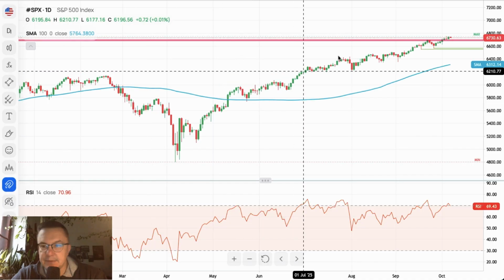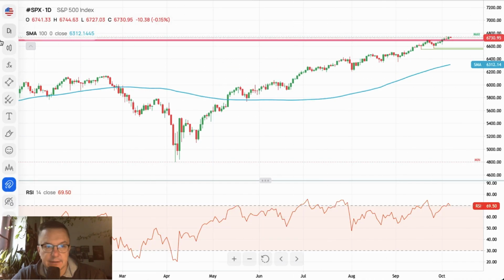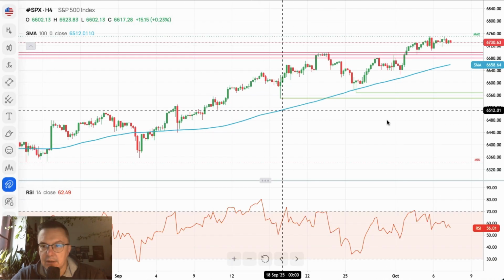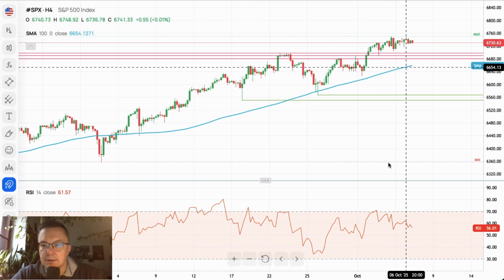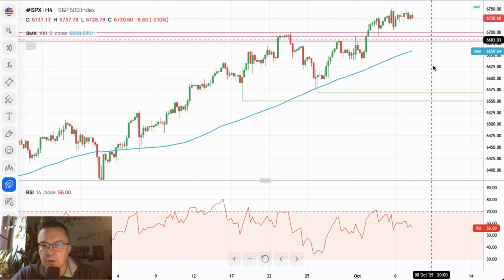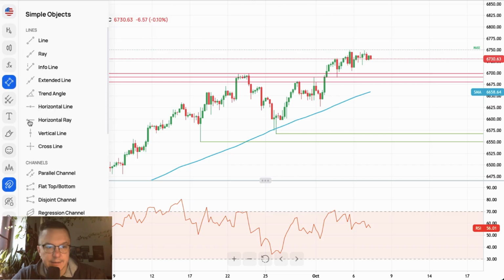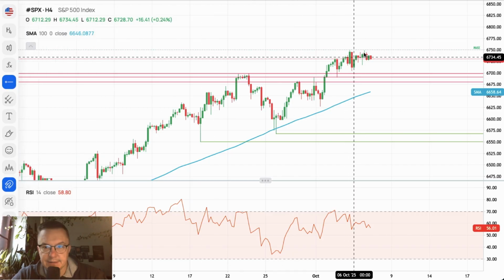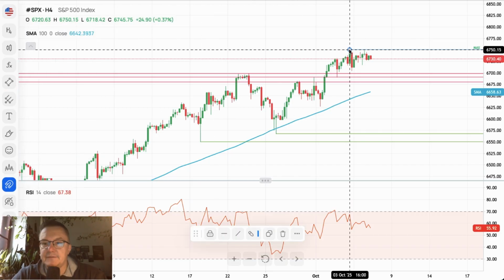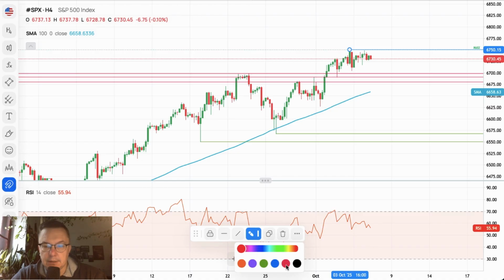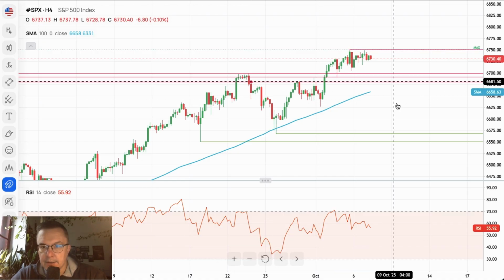What's going on with the S&P 500? S&P 500 daily time frame chart. Let's switch to 4-hour, new all-time high on the American indices. This time we went as high as, I think, almost 6,750. So that's the new swing high, and this is the new technical resistance.